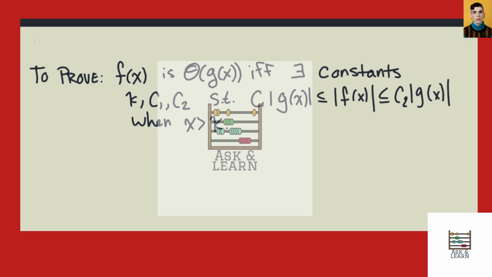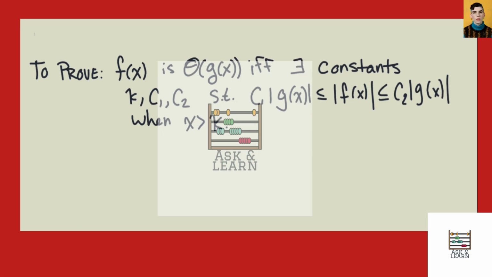All right, so for this problem, we want to prove that f is big theta of g of x if and only if there are constants k, c1, and c2 such that c1 times the absolute value of g of x is less than or equal to the absolute value of f of x is less than or equal to the absolute value of c2 times the absolute value of g of x whenever x is greater than k.